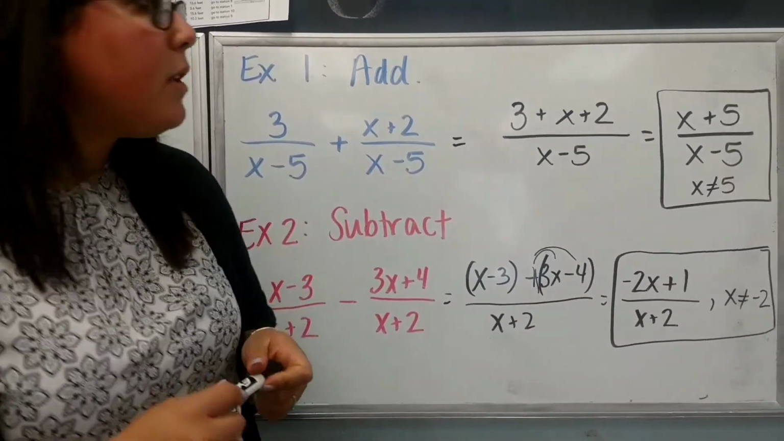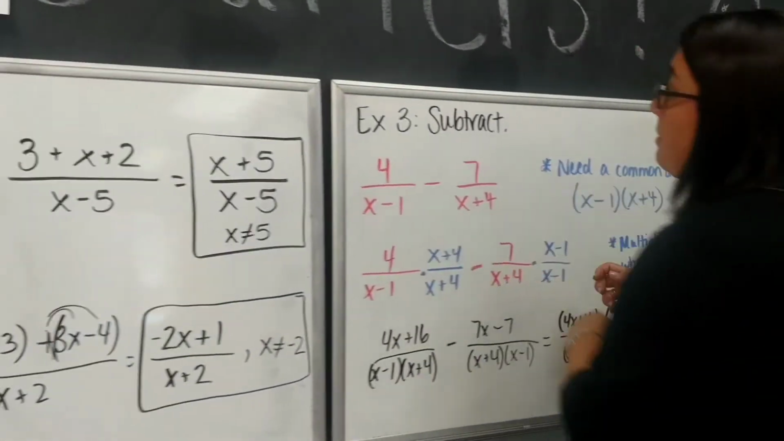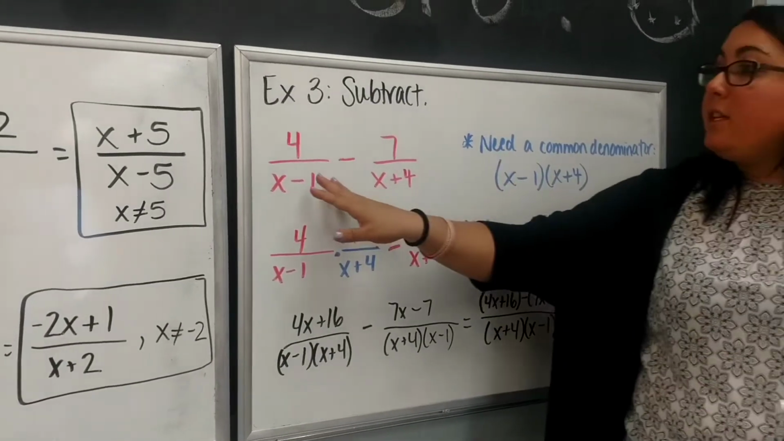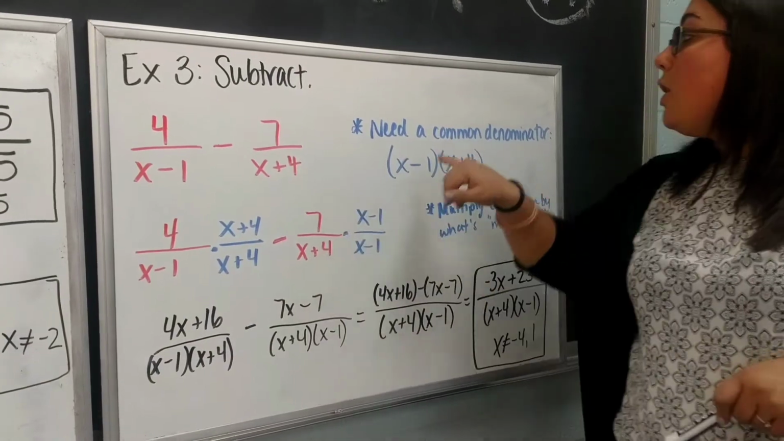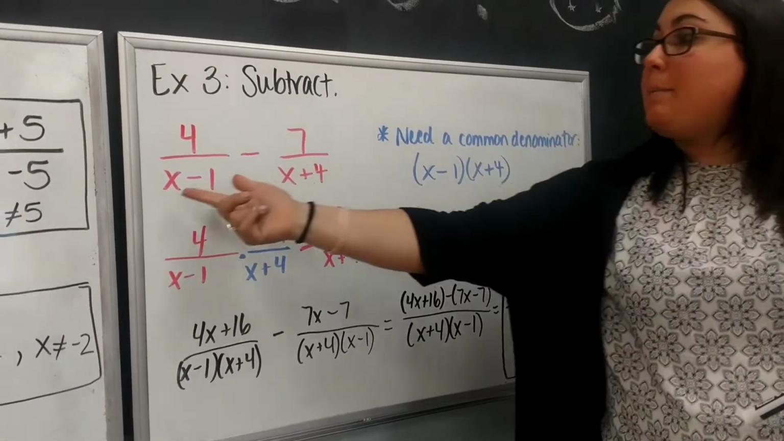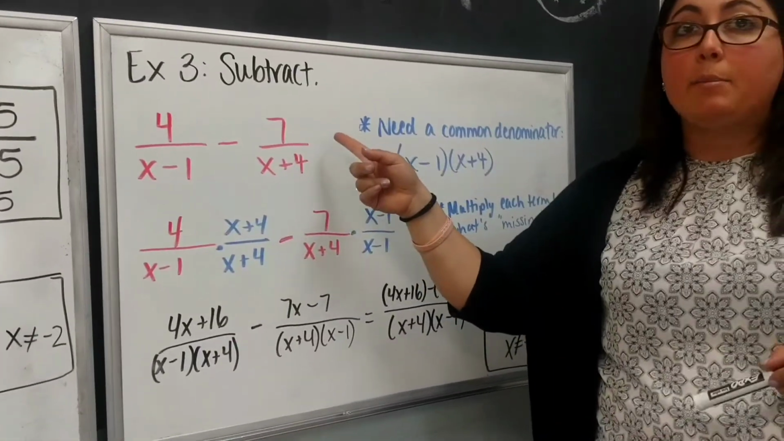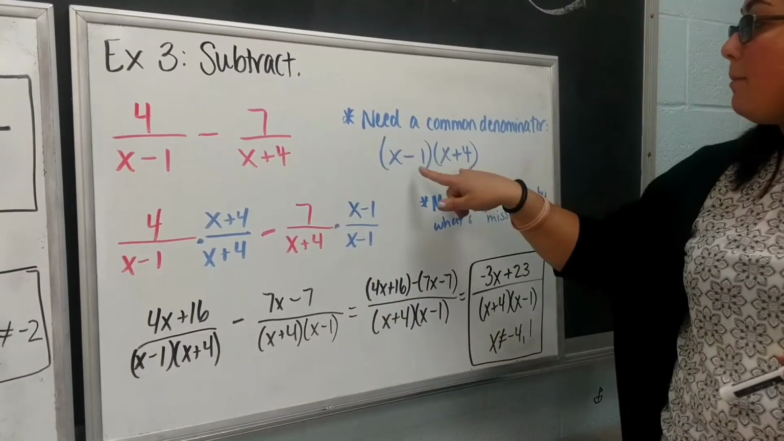For our last one, we want to be able to subtract. In this case, you have 4 over x minus 1 minus 7 over x plus 4. You need a common denominator. We're not able to combine these terms to make it a negative 3 up top. You have to make sure that you have this common denominator.